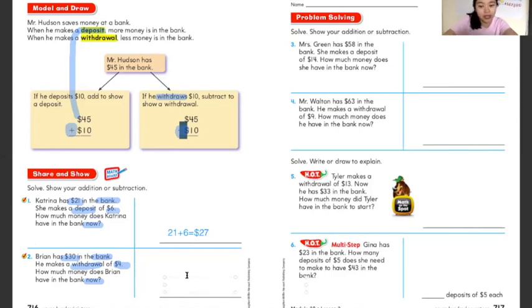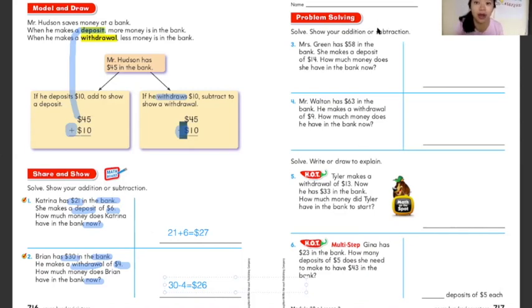Now, Brian started with $30, which is more than Katrina from the last example. However, he withdrew $4, so we have to subtract the 4. That'll leave us with 26. So as you can see, the more you deposit, the larger number you end up with. The more you withdraw, the less money you will have in your bank, which kind of makes sense.